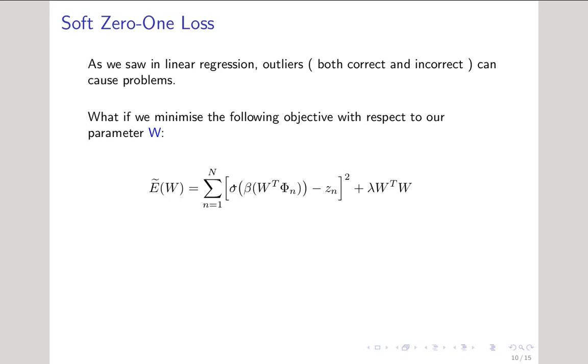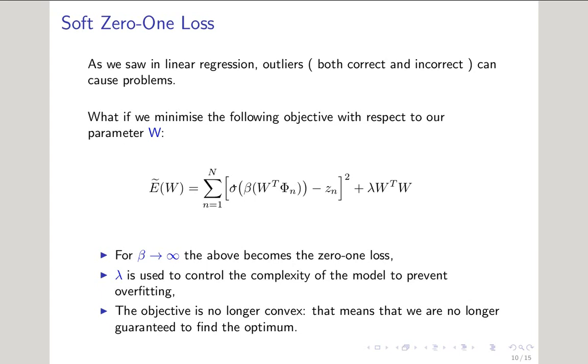This equation is known as the soft 0-1 loss function. When beta goes to infinity, the equation becomes the 0-1 loss that we discussed in the last lecture. Lambda is used to control the complexity of the model, just as it did in linear regression. And unlike ridge regression, this equation is not convex. That means we're not guaranteed to find the optimal solution.